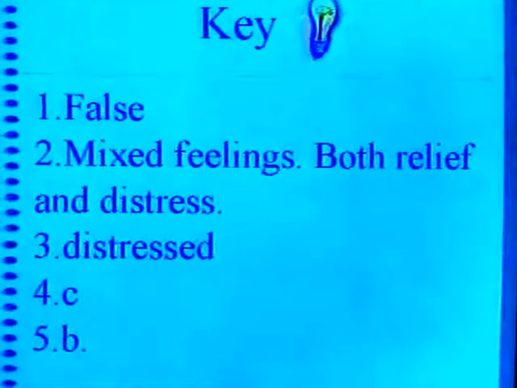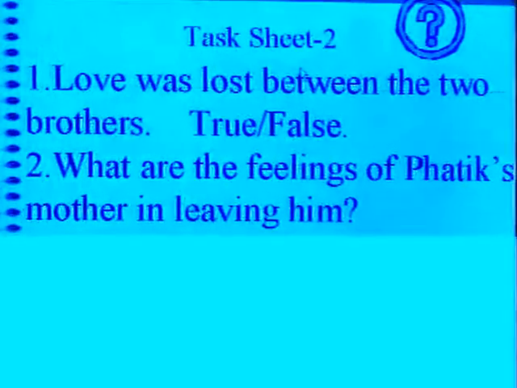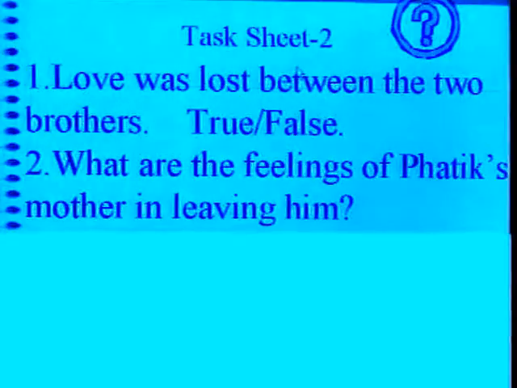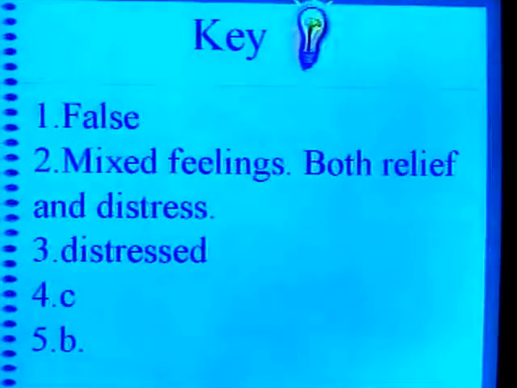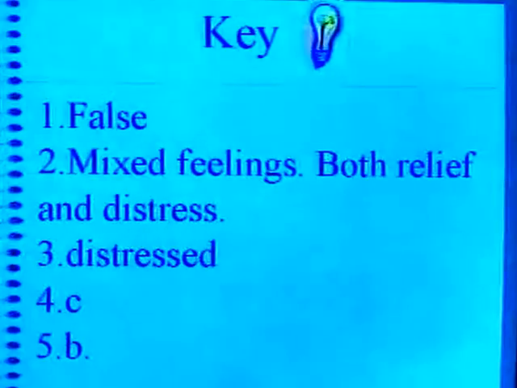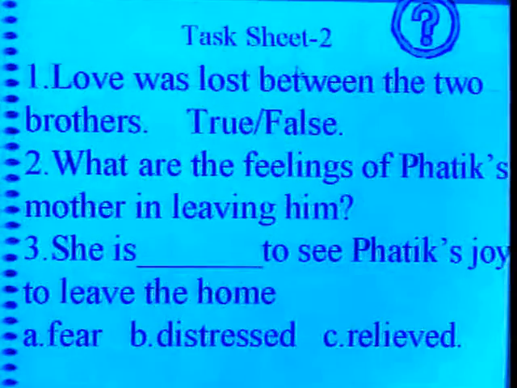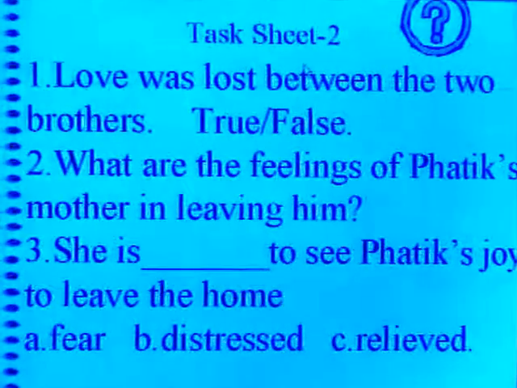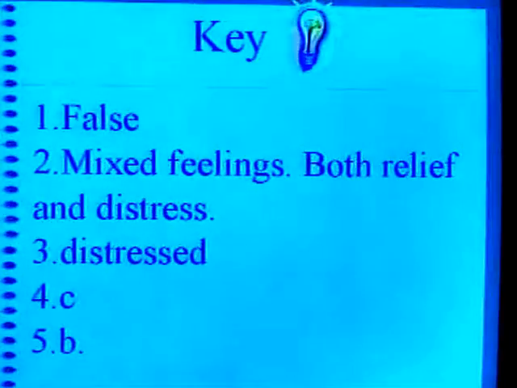Now, here are the answers. Check your answers with the key provided here. Question number 1. Love was lost between the 2 brothers. True or false? The answer is false. Question number 2. What are the feelings of Fatik's mother in leaving him? The answer is mixed feelings, both relief and distress. Question number 3. She is dash to see Fatik's joy to leave the home. The answer is distressed.